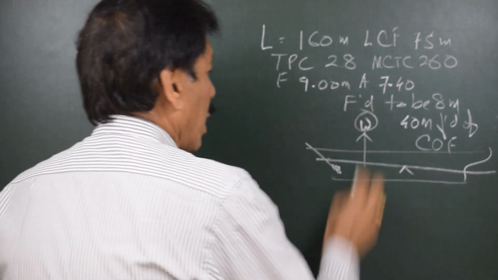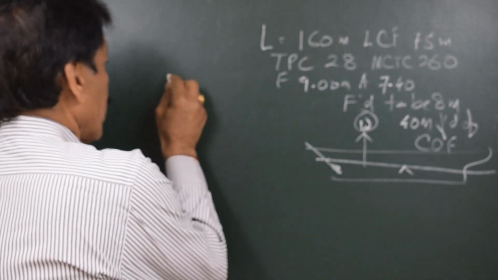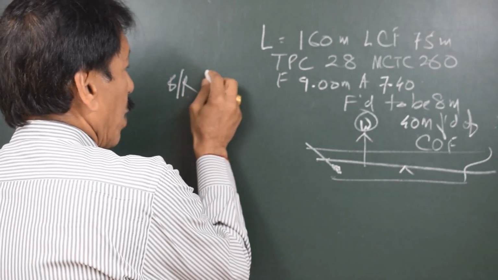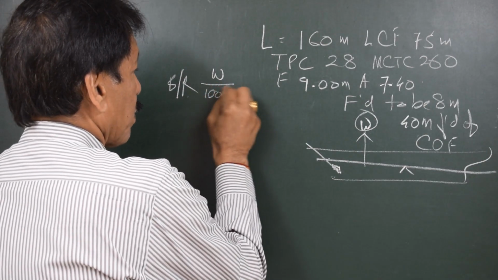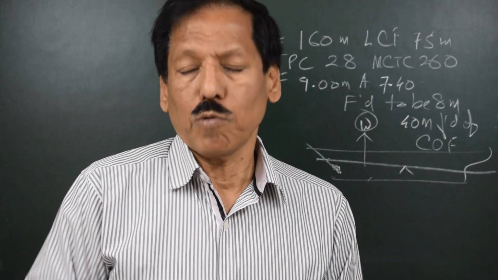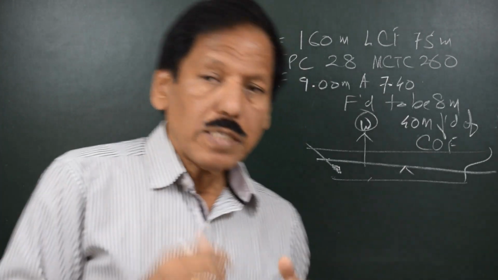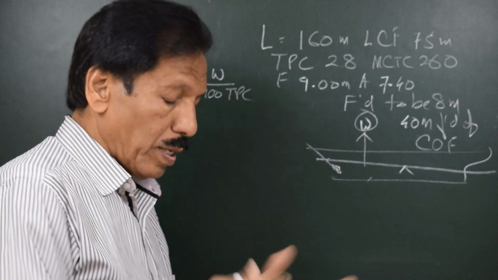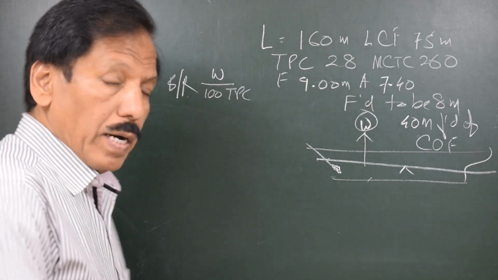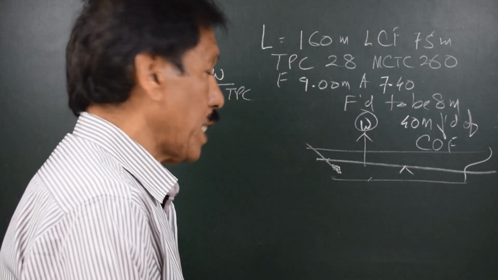Suppose we are discharging a weight of W from this location. The bodily rise would cause the drafts all over to change by an amount W upon 100 TPC. As I tell my students, while we do the trim questions, we must remember that draft at any point changes because of two reasons. You may consider them to be independent reasons: one is bodily rise and the other is change of draft because of trim change alone.